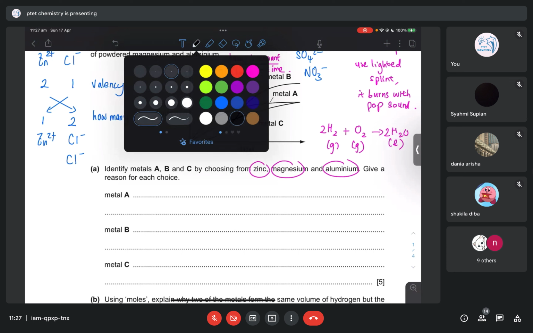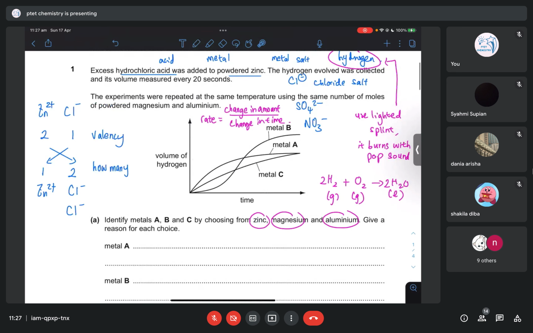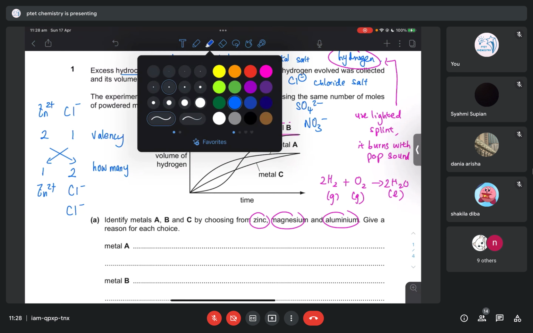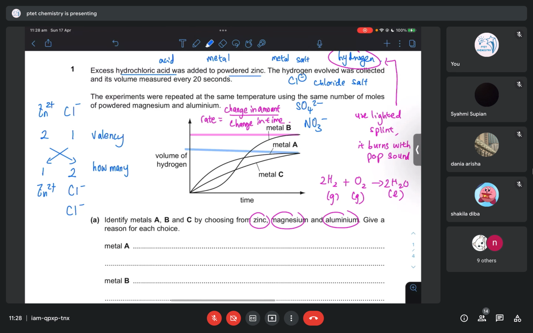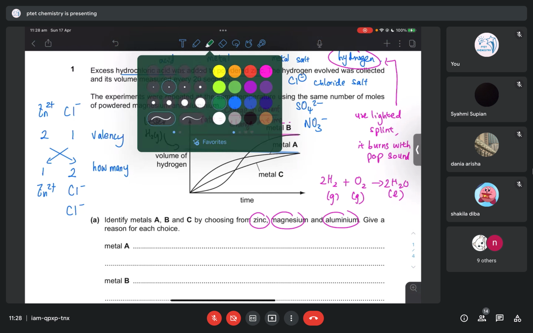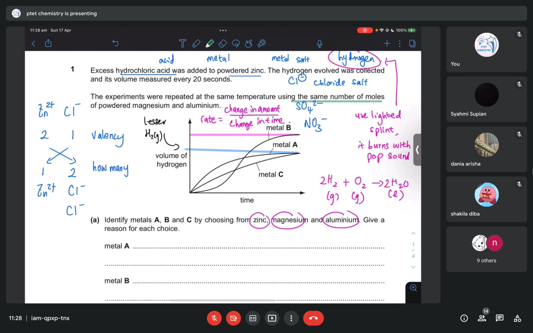Now, graphical questions, there are two ways to analyze it. So first of all, the first thing you should notice is, do you see that this one produces a greater volume of hydrogen? So this is volume of hydrogen gas there. But then we also have A and C producing lesser hydrogen gas there. Why are they different? If you read the whole question from the very beginning, you will see using the same mole of powdered magnesium and aluminium, you have three metals.